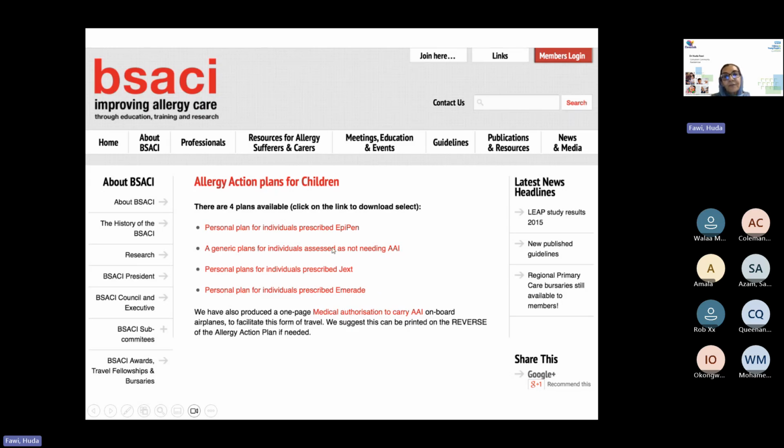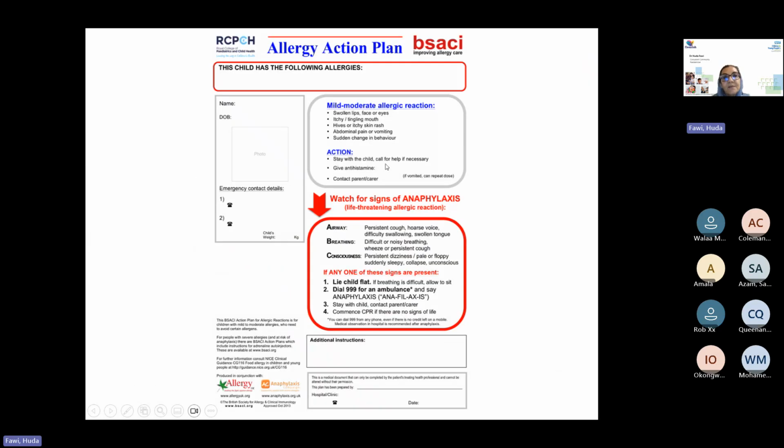There's also a generic plan for individuals assessed as not needing an auto-injector, and what it tells about is the difference between mild to moderate reactions: having swollen lips, face and eyes, itchy tingling mouth, hives, and itchy skin rash, abdominal pain or vomiting, sudden change of behavior. These are all mild to moderate. Even if the face is all swollen, the eyes swollen, the lips swelling, the rash is all over the body, it's a mild to moderate reaction. What you do is give an antihistamine. We tell them about the antihistamine dose.